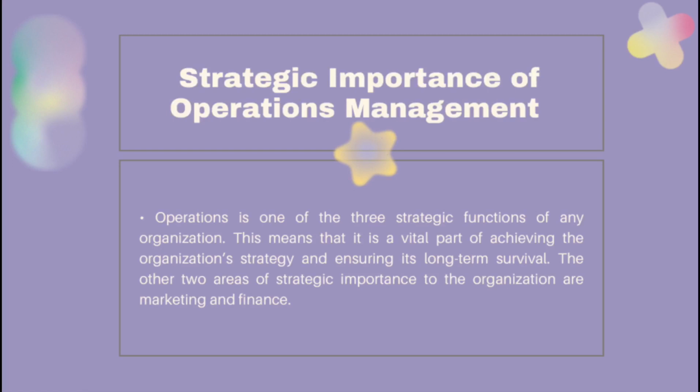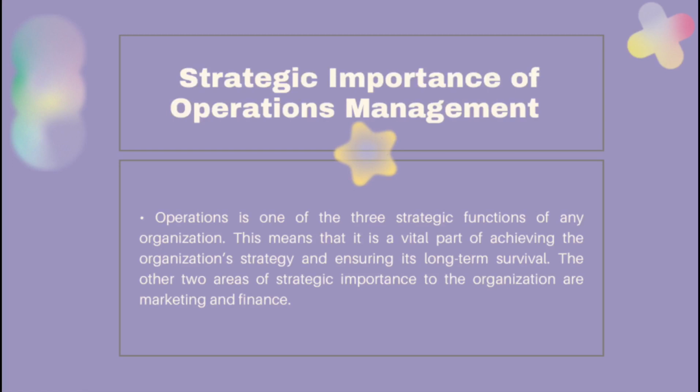Operations is one of the three strategic functions of any organization. This means that it is a vital part of achieving the organization's strategy and ensuring its long-term survival. The other two areas of strategic importance to organizations are marketing and finance.